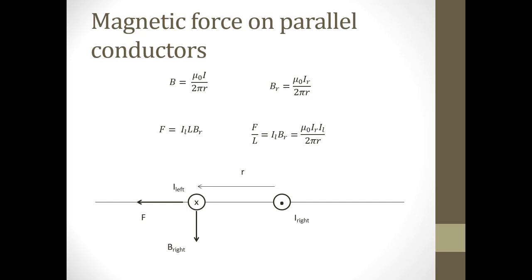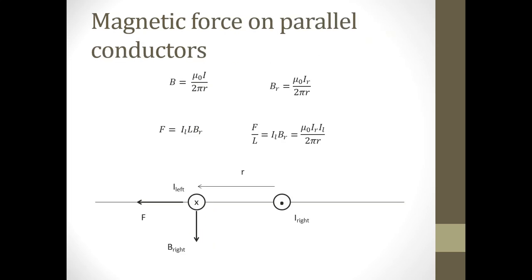The force would be I times L times B. Unfortunately, we don't know the length of the wire. If these are infinitely long wires, this would suggest they experience an infinite amount of force. But what we can do is calculate the force per unit length that the wire experiences, which is just the current in wire L times the magnetic field caused by the right wire. Multiplying by I_L, I get mu naught I_R I_L divided by 2 pi.